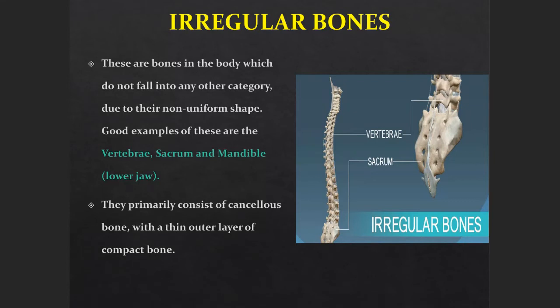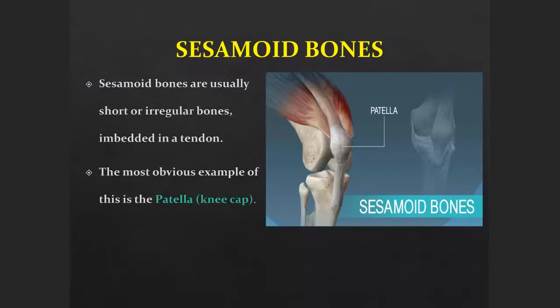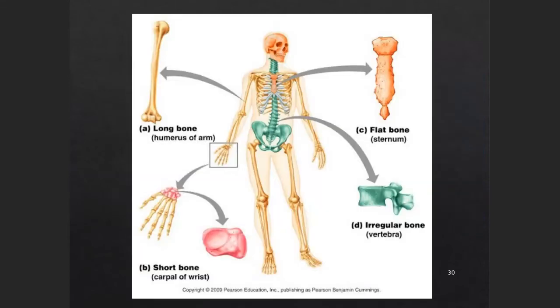Then your sesamoid bone. Now, sesamoid bone is a special type of bone, usually short. If you can see this bone, this is short, irregular, and embedded in tendon. Can you see this muscle-like structure? This is your tendon. So, basically, the sesamoid bone is your kneecap. You all know what a kneecap is, right? So, that is your sesamoid bone. So, these were all the types of bones.